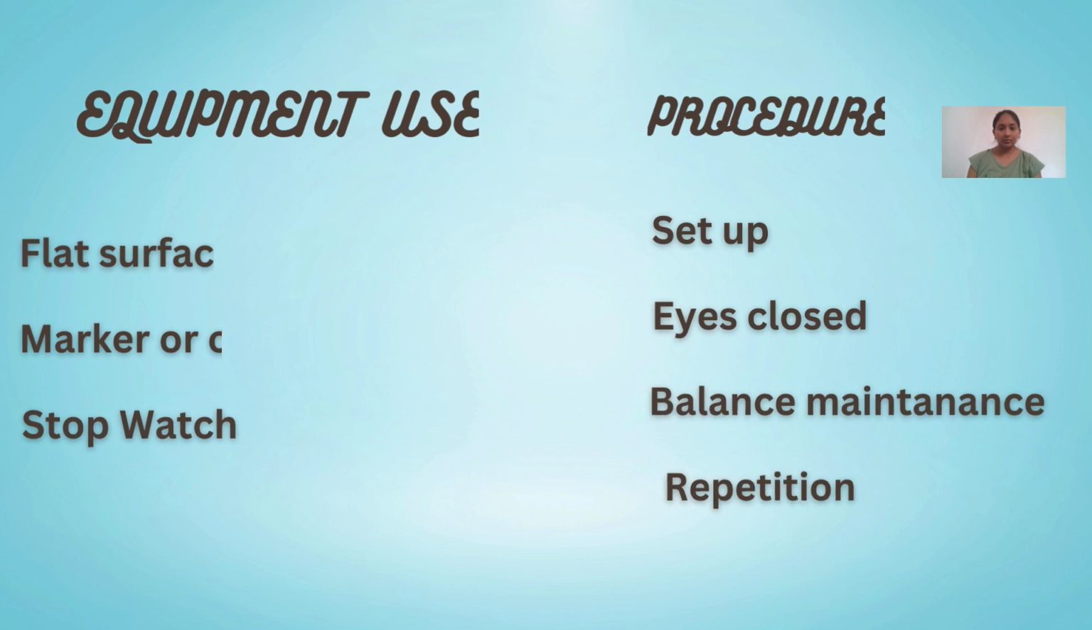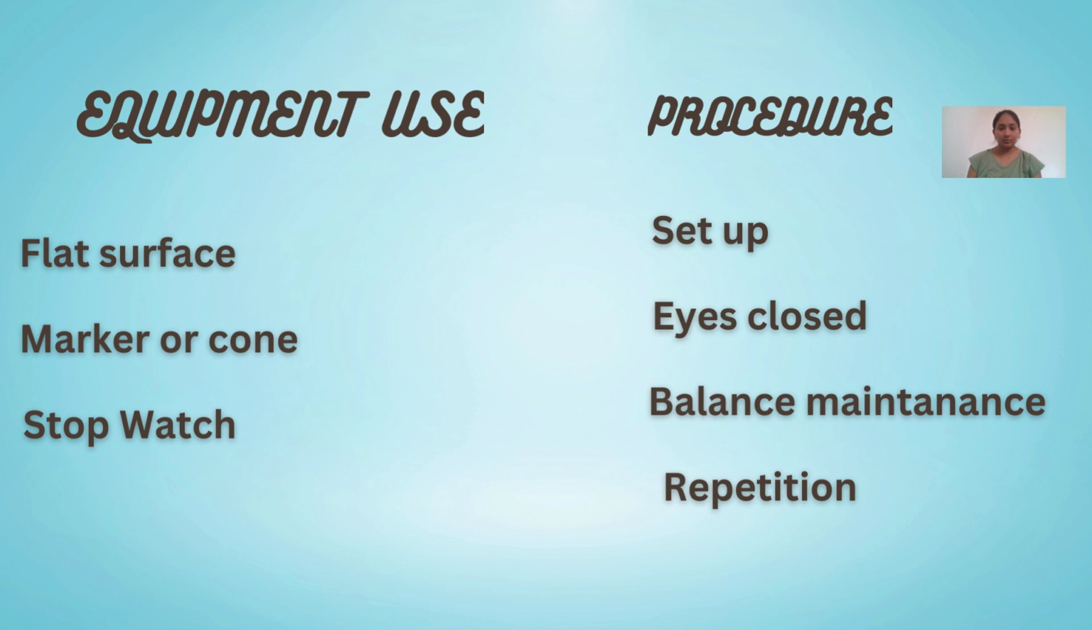Equipment used: a flat surface. The assessment is typically performed on a flat and stable surface, such as a gym floor or cricket field. A stopwatch to measure the duration the player can maintain the single leg stance. A marker or cone placed in front of the player as a reference point for foot placement.